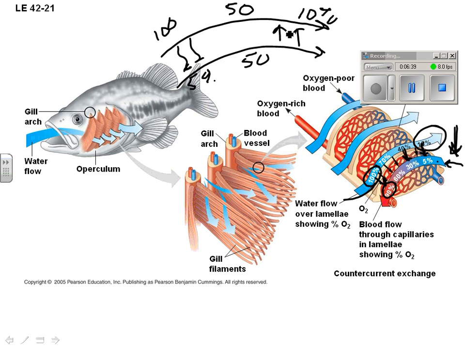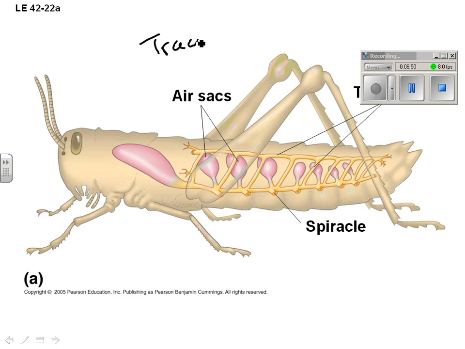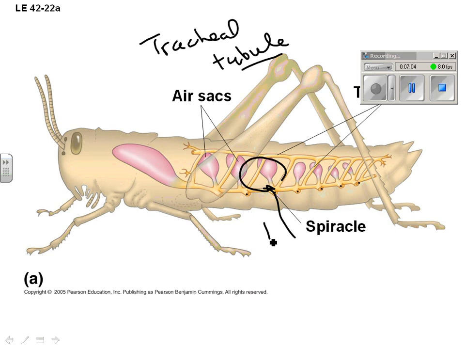A couple of other adaptations in respiratory systems. Insects have a tracheal tubule system where they have holes along their abdomen. Oxygen comes in those holes and bathes the cells directly with oxygen. Remember that insects also have an open circulatory system. So this kind of goes together. You bathe the hemolymph with oxygen.